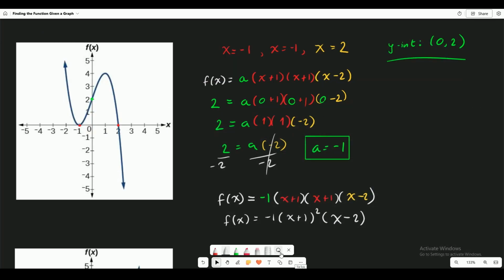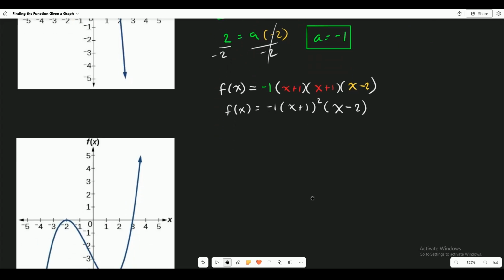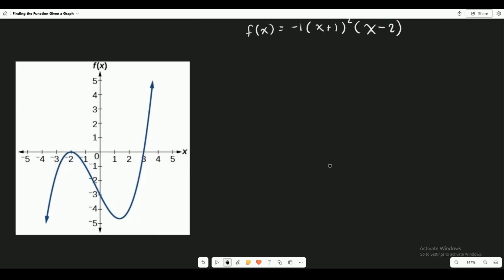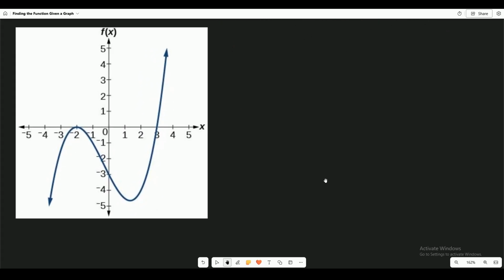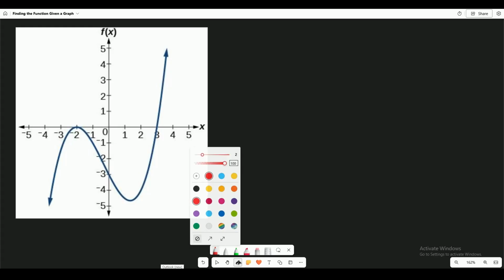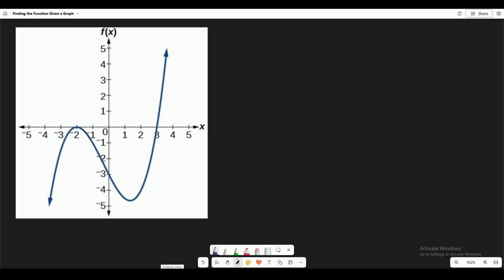Alright, next one. I hope this is getting clear, guys. But they will get a little bit more challenging. So here we have another what looks to be a double root, right? You guys see it? We're going to pick a different color now. Let's go with purple. We have a double root right here and a double root right there.